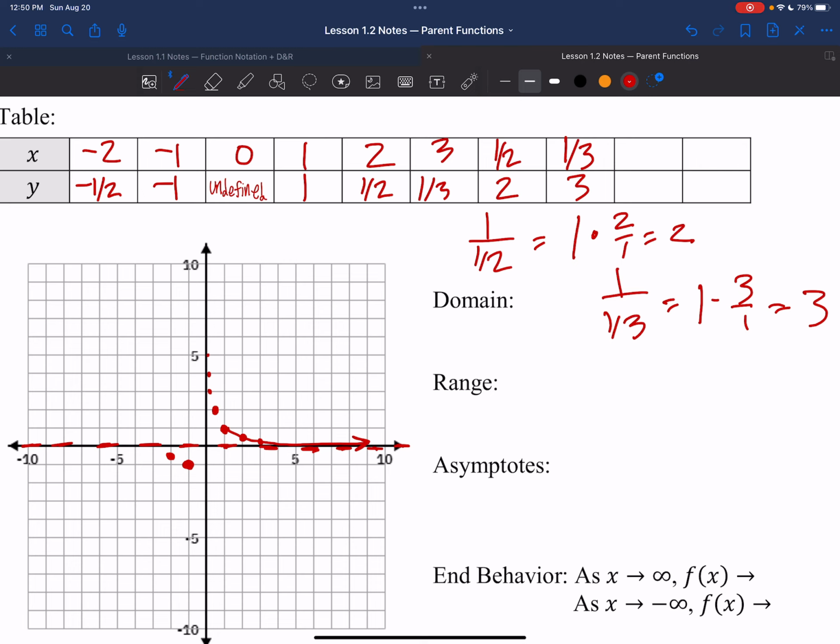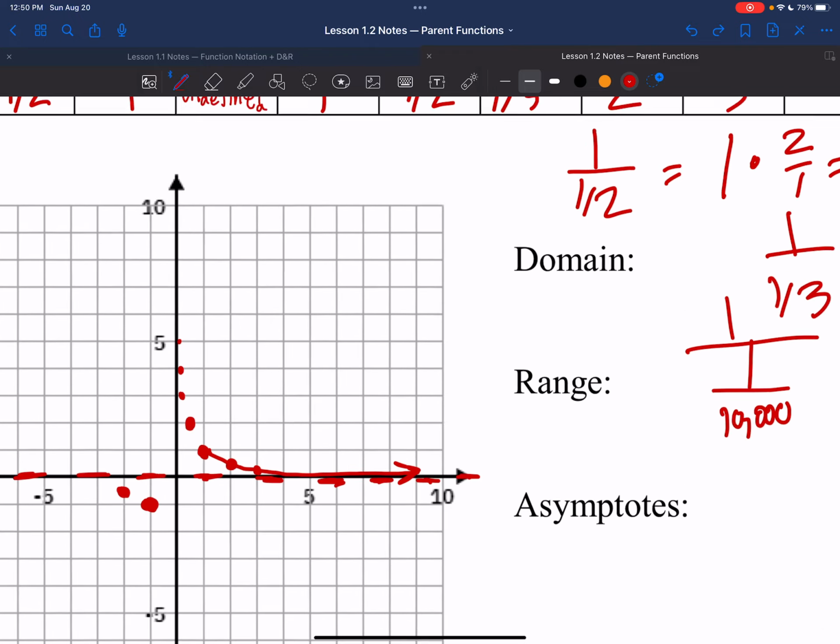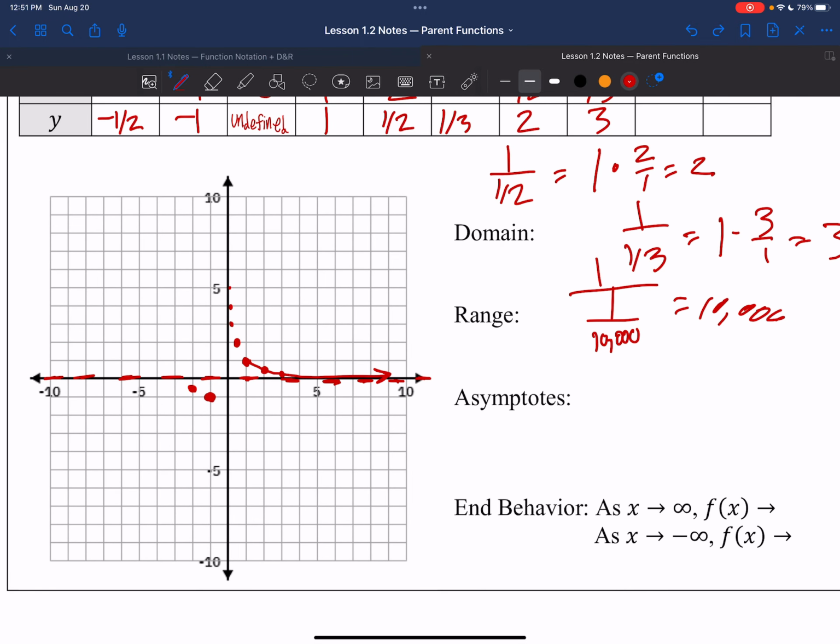And so, if I do 1 over 10,000 as the input, that's almost 0. And if I do 1 over that, that's 10,000. So what that means is it's going to be really close to 0, but it's going to be way up here. It's at 10,000. So that means there's also an asymptote here.